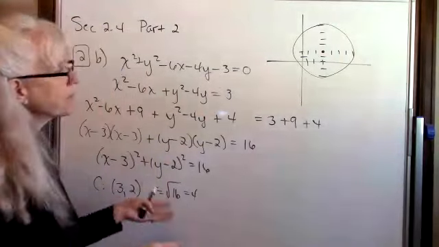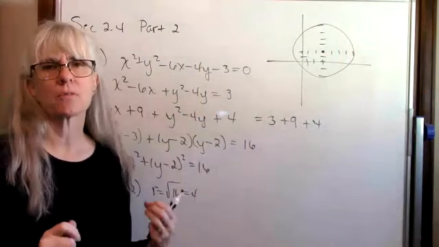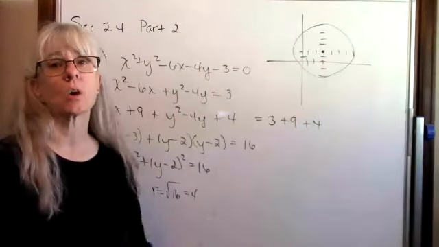Okay, now that we've graphed the circles, we've done 4 graphs. So we're going to go ahead and do the go backwards problems. They're going to give me the information about the graph of the circle and ask for the equation of the circle.